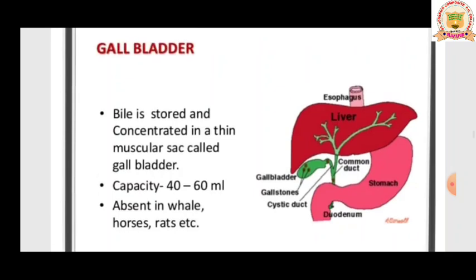The storage capacity of the gallbladder is 40 to 60 ml. It is absent in whale, horse and rats, etc. My dear students, the gallbladder is situated beneath the right lobe of the liver. So do remember the location. It can come in competitive exams. The primary function of the gallbladder is to store concentrated bile.